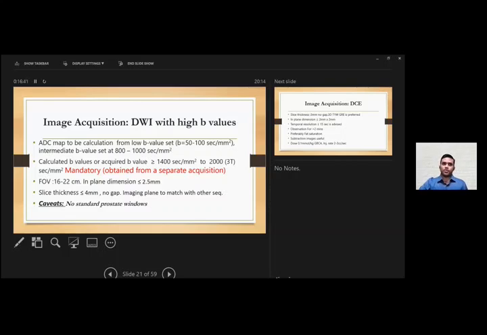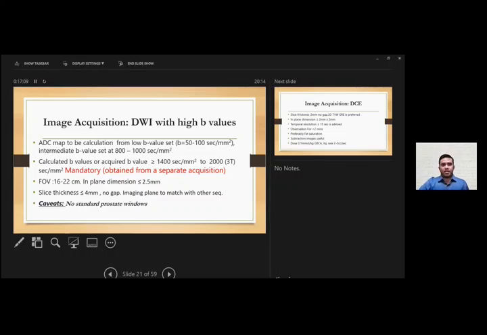Again, the field of view should be small, 15 to 22, covering the prostate and seminal vesicles. The slice thickness can be as high as 4 mm, ideally less. In the case of older scanners, there are significant artifacts when we have a slice thickness of less than 4. So a slice thickness of at least 4 mm can be given so that we get good enough images that we can read.